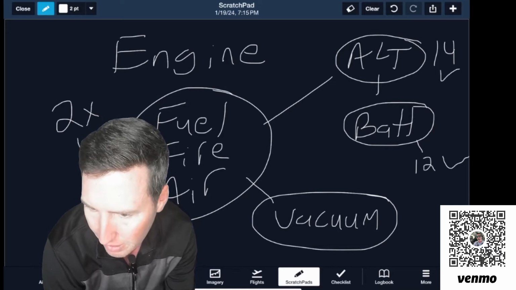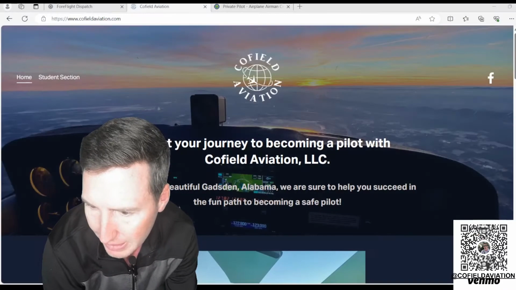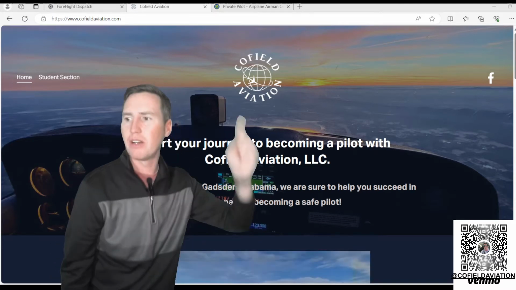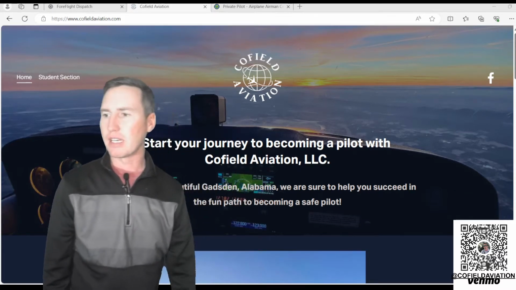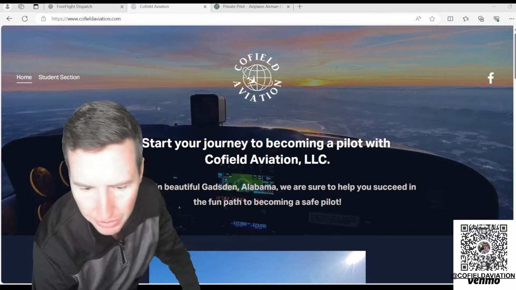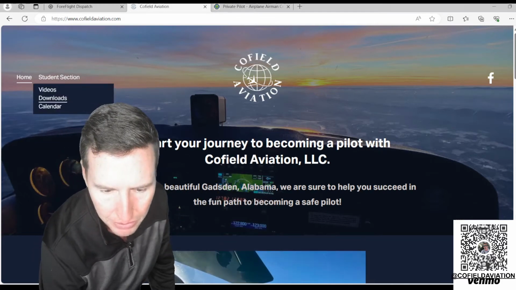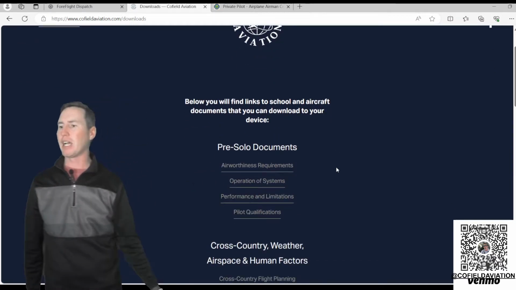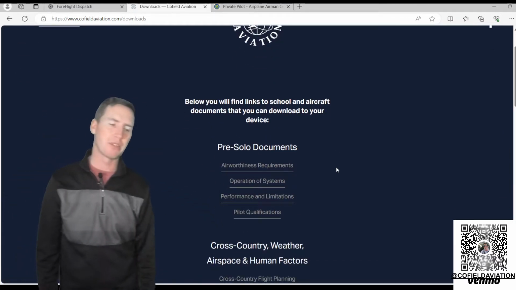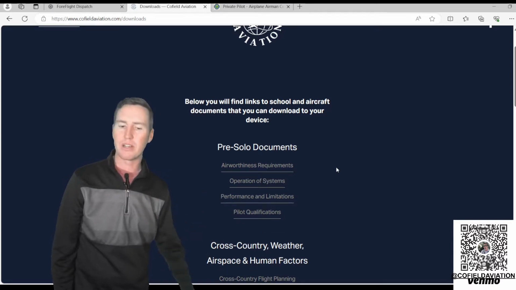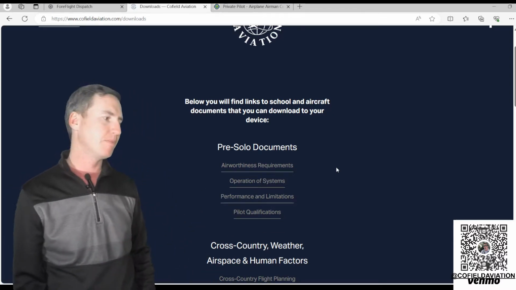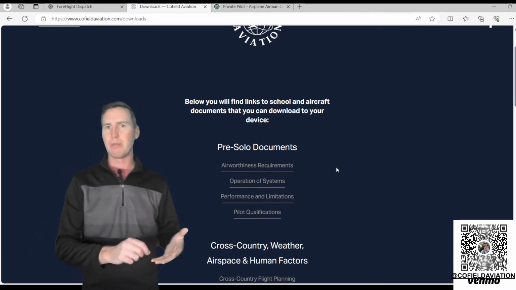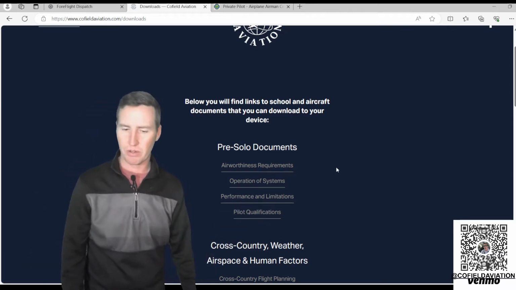We're going to talk about those six flight instruments. So I'm here on the CofieldAviation.com website. We're going to go here to the student section right above my head. We're going to go to downloads, and this is where you can get printable PDF files of everything that I'm talking about. So a lot of my students will print these off and make a little binder. You can print it off on paper or whatever and make notes as you wish.